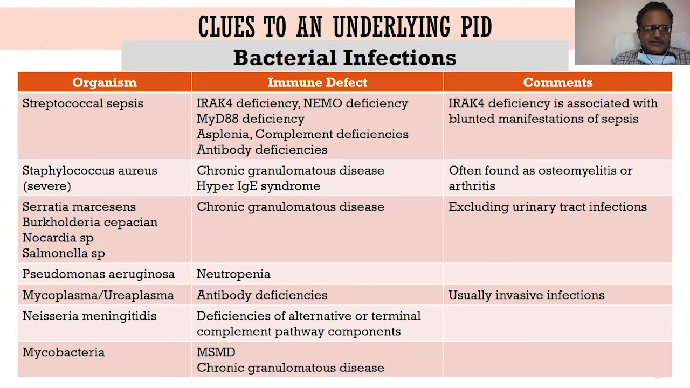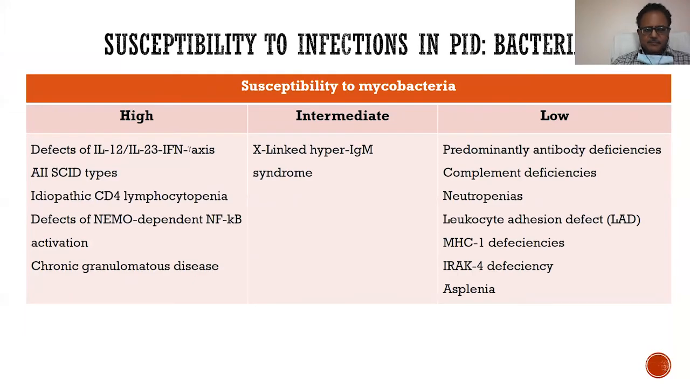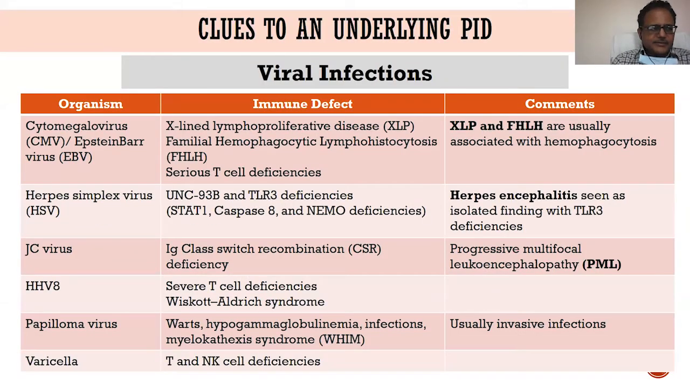So these are some of the organisms and the immune defects which can happen. I will not go into the details of all the things, except patients who have Epstein-Barr virus infection and develop HLH, they are likely to have familial HLH or X-linked lymphoproliferative disorder. Herpes simplex encephalitis is now being described because of TLR deficiency, and JC virus infection, PML, because of immunoglobulin class switch recombination defects. So these are all the newer terminologies which are coming up in the field of primary immunodeficiencies.